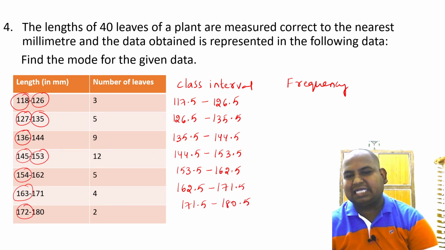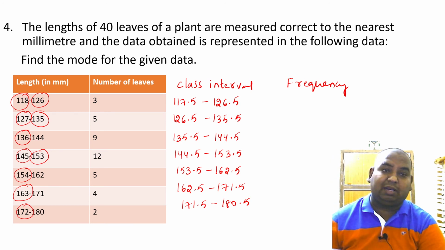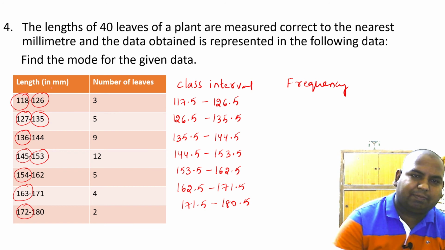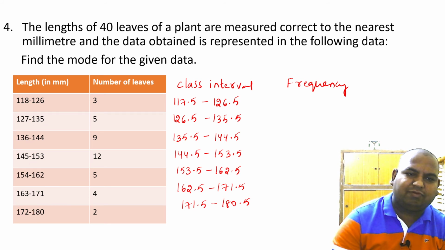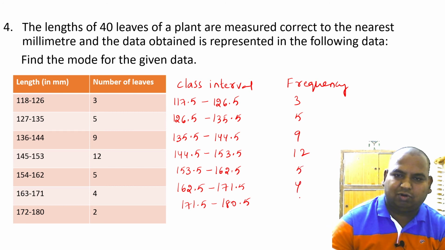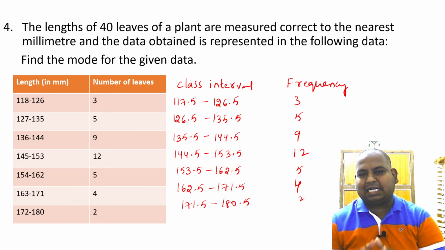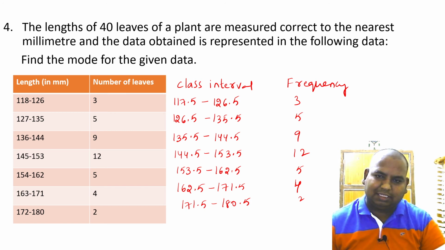To make the class intervals continuous, we have to subtract 0.5 from the lower limit and add 0.5 to the upper limit. Got it? What about frequency? Frequency is unchanged: 3, 5, 9, 12, 5, 4, 2. Okay, so here class intervals are continuous. Now we can proceed to find the mode.